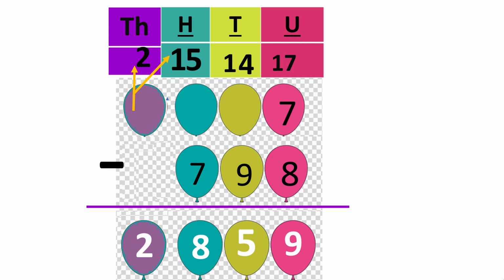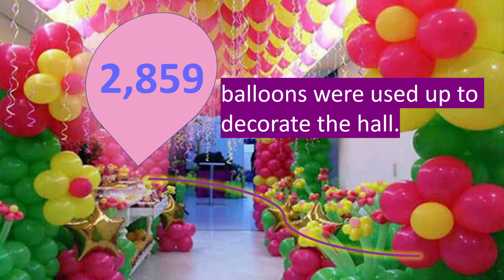This is how we have to subtract the numbers by borrowing from the next higher place. Okay, you cannot borrow from anybody. You have to go to the neighbor's house and borrow. Thus, 2859 balloons were used up to decorate the hall.